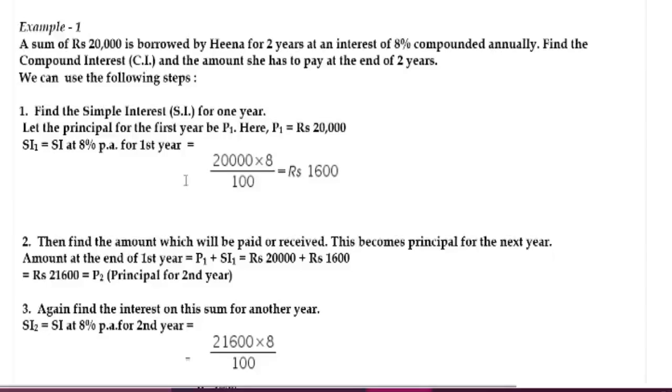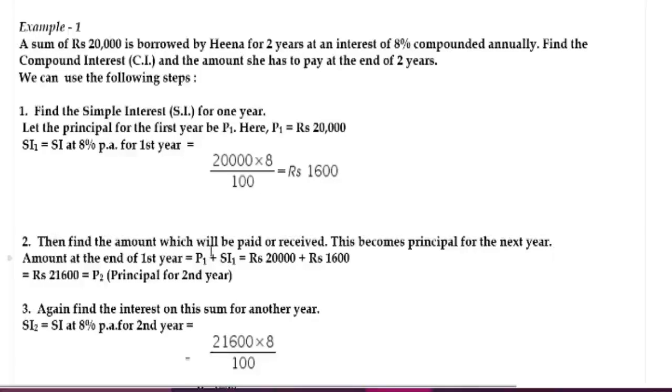So in the following steps we can do the calculation. First step, find the simple interest for the first year. We denote it by SI1, the simple interest for the first year. Rate is 8%. So we use the formula P into T into R by 100. Here time is 1 year, so we will not write 1. The principal is 20,000. 20,000 into 8 by 100, you will get 1,600. So this is the simple interest for the first year.